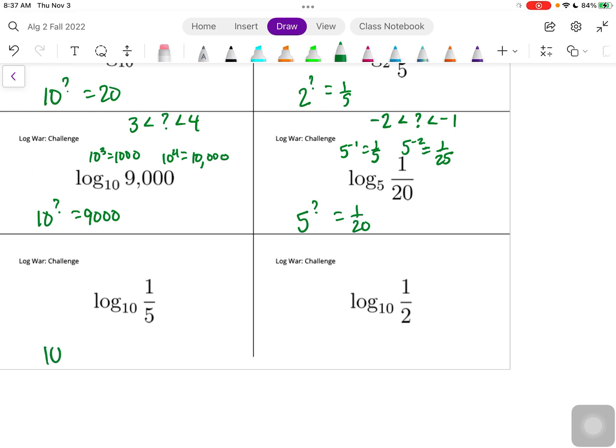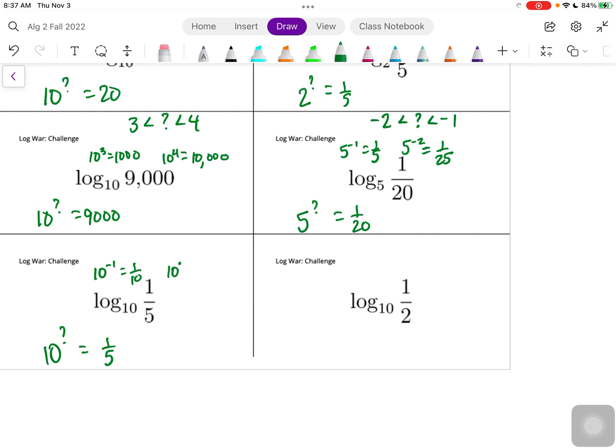All right, and then we have 10 to the what? The question mark equals 1/5. And again, we know that 10 to the -1 is equal to 1/10, which is smaller than 1/5.